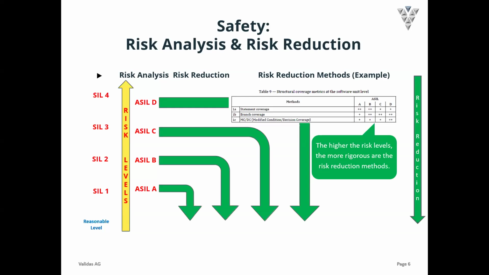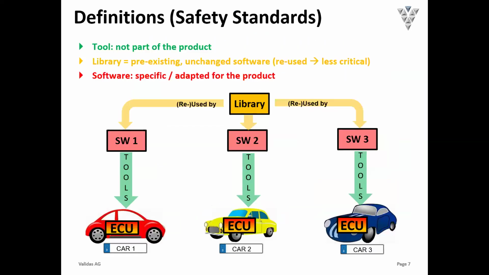It says if you have ASIL A, it suffices to reduce the risk with statement coverage. If you have ASIL B, yeah, statement coverage and branch coverage is necessary. For ASIL D, you need to have branch coverage and MCDC coverage, MCDC implying branch coverage, of course. But this is somehow the more dangerous it is, the more you need to reduce it. That's pretty simple.